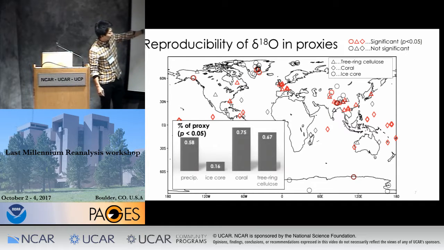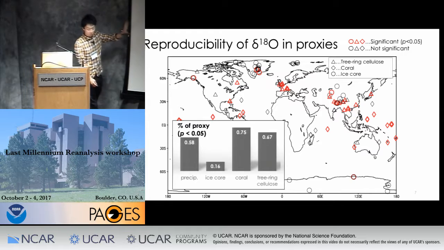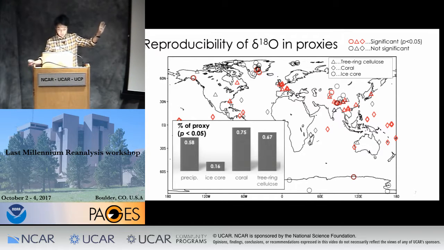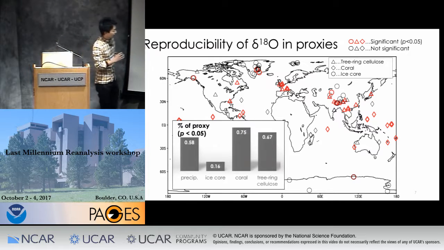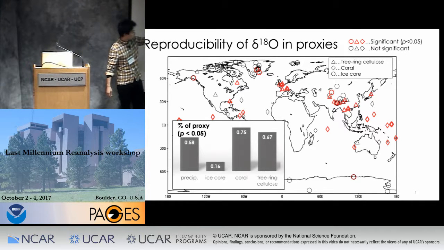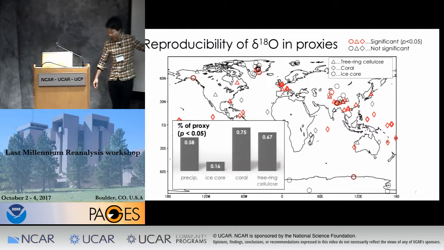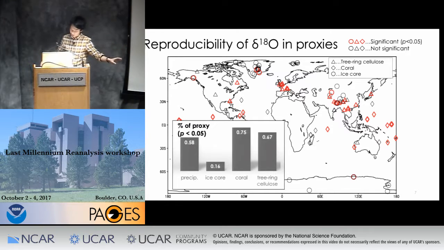This bar graph shows the percentage of proxies that are well reproduced by my models. This is for isotope ratio in precipitation, and isotope ratio in ice core, coral, and tree cellulose. Except for ice cores, the models do pretty well, and at least the skill is comparable with the isotope ratio in precipitation.